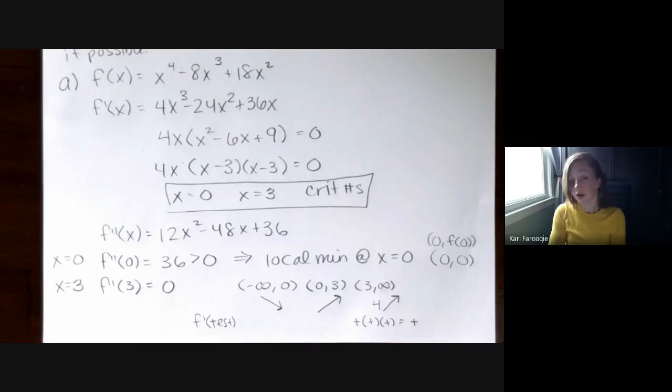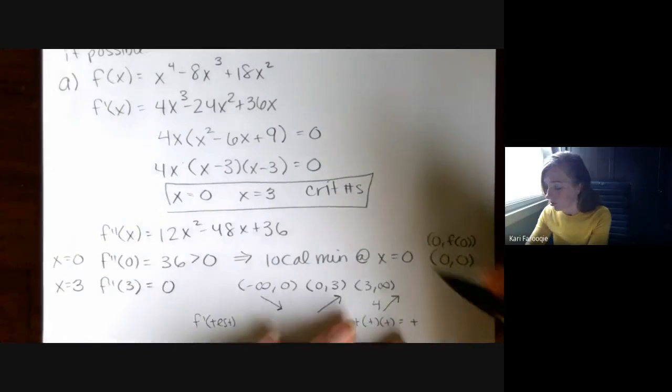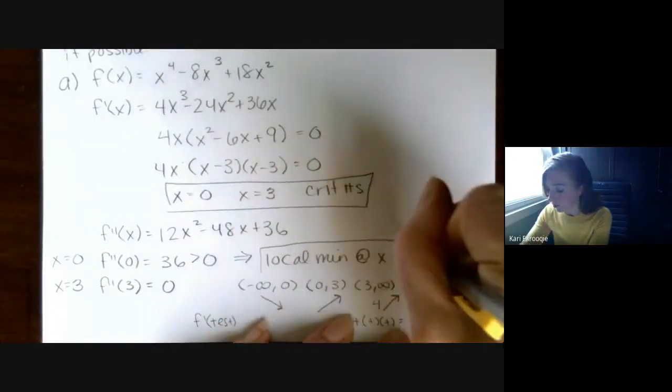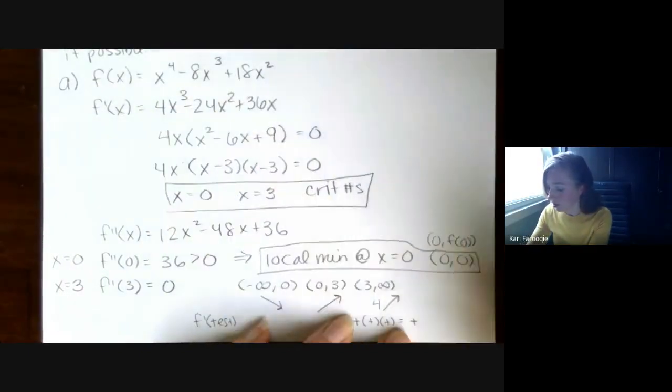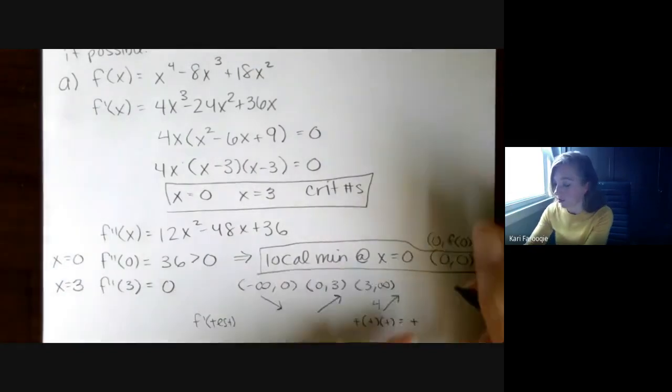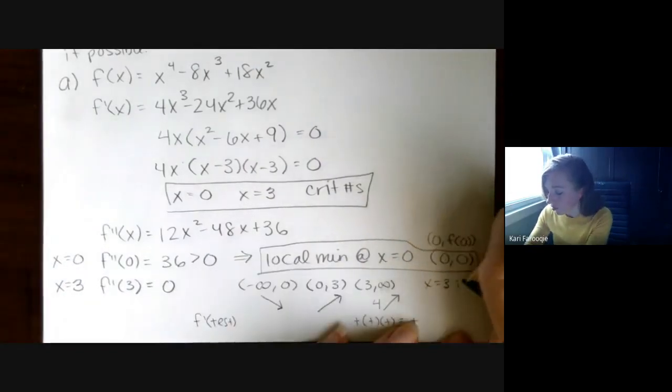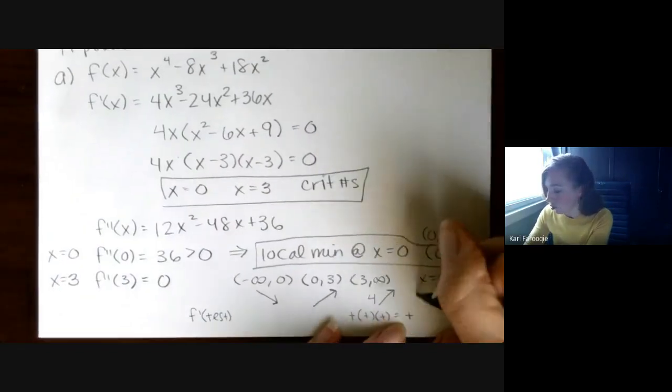Okay, so the conclusion here is that we don't actually have any extrema at x equals 3. So we have a local min at (0, 0). And then x equals 3 is neither a local max nor a local min.